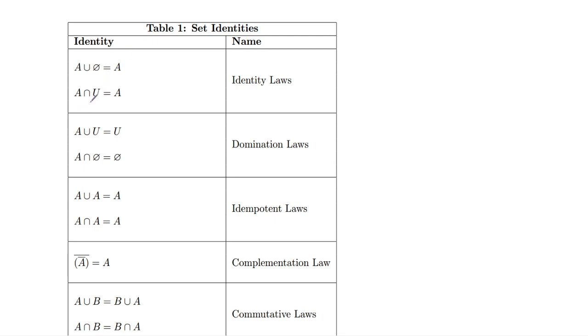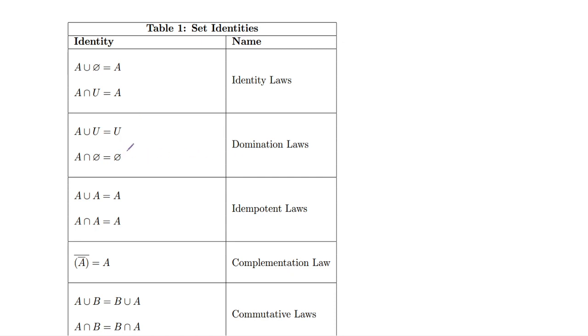Similarly, if I took A and I intersected it with the whole universe, remember, the intersection is what's common among both of them. I have to be in A and the universe. Well, that's just going to give me A back. Right? So the identity laws are not that shocking.